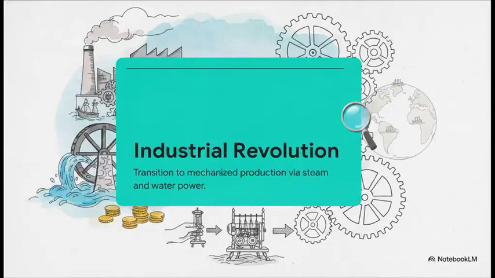Before we can look at the sweeping global impacts, we first need to understand the fundamental engine of this era. Based on our sources, the Industrial Revolution is officially defined as the transition from manual production to mechanized production. Taking place throughout the 18th and 19th centuries, this shift was entirely driven by steam and water power coming into use for industrial production. I mean, it sounds simple on paper, right? But taking handcrafting out of the equation and replacing it with machine making, that changed the global economy forever.